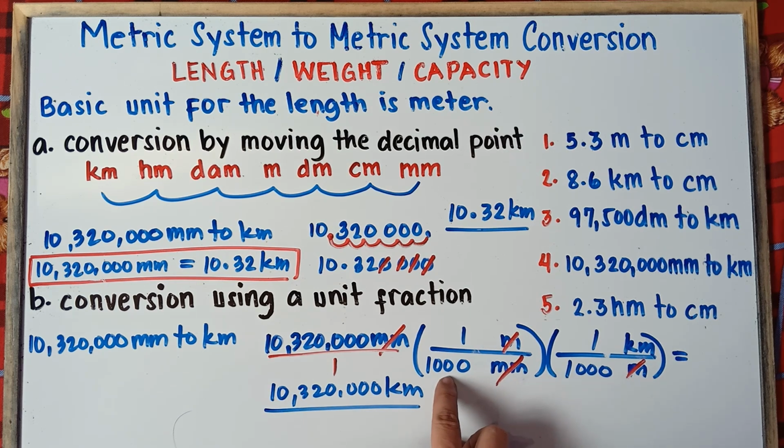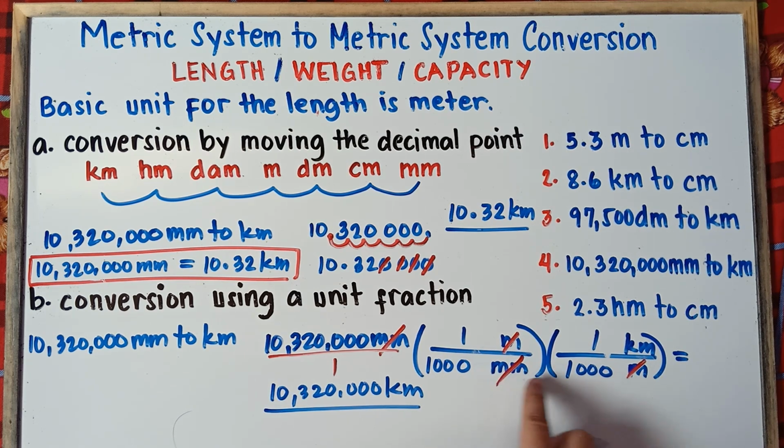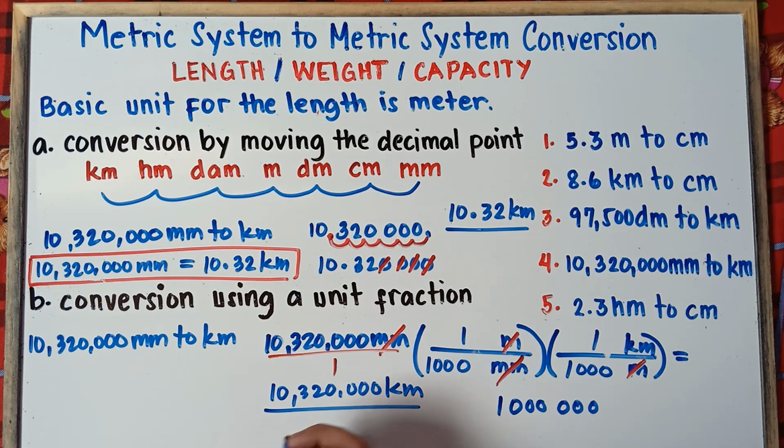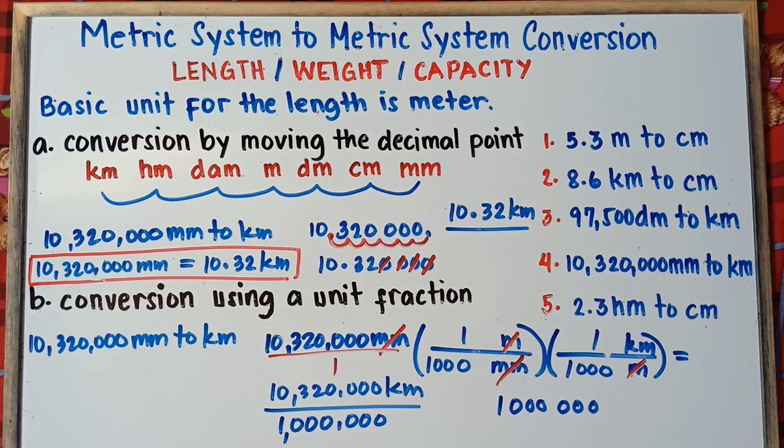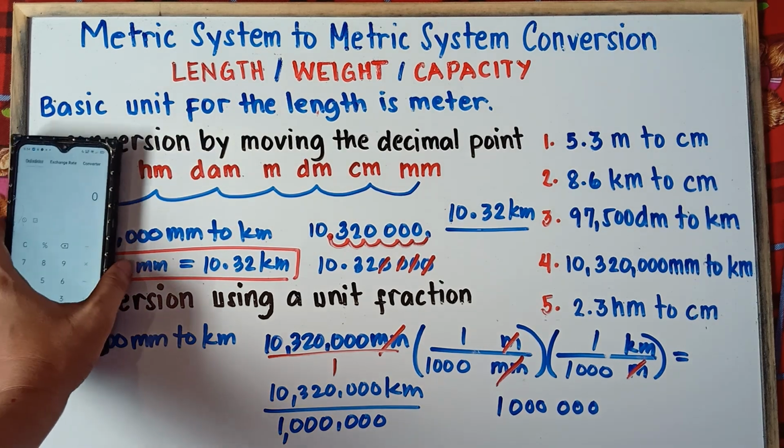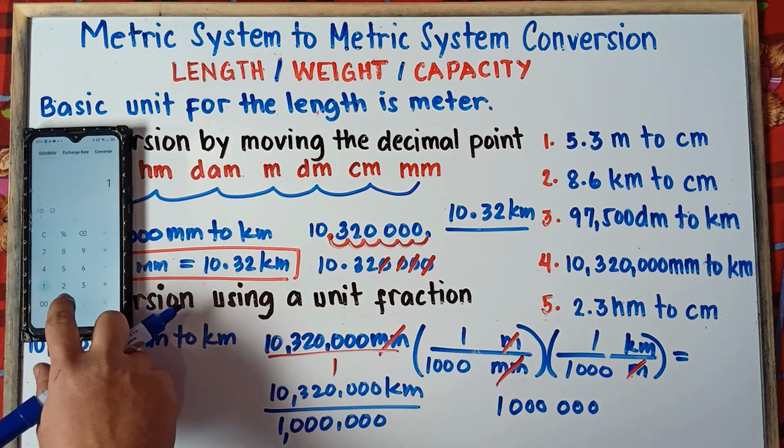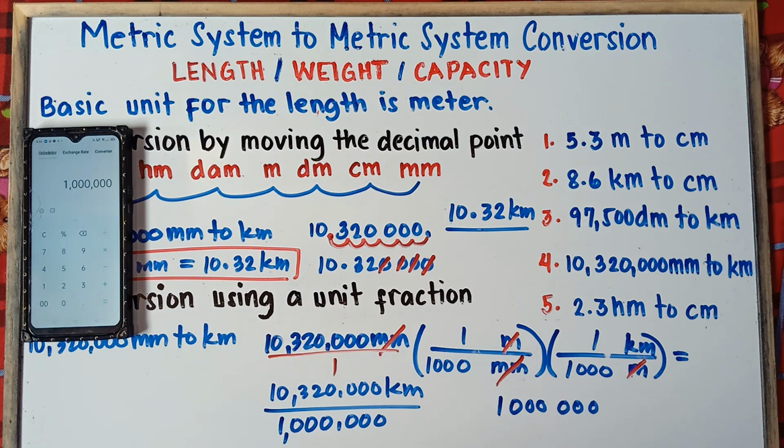And then 1,000 times 1,000. So we need to add 3 zeros. So add 3 zeros from 1,000. The answer is 1 million. So this will be 1 million. Alright, so 1,000 times 1,000, the answer is 1 million. You can use your calculator, class, to check.